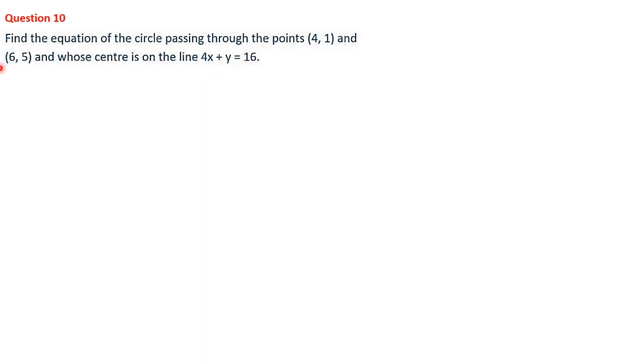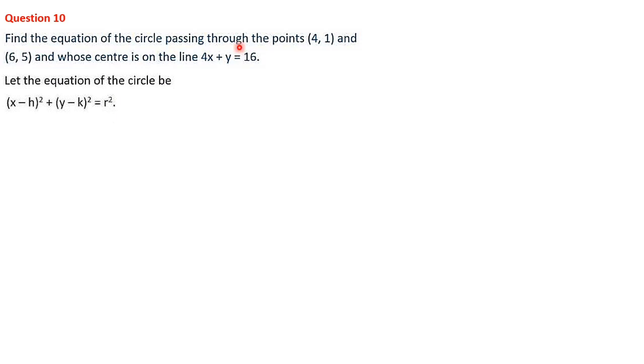There are three conditions because we need to find three variables. One is h comma k, the center. For writing the equation of the circle we need the center (h, k), two variables, and the radius r, which is the third variable. Since there are three variables, we have three conditions. So let's write the equation of the circle: (x - h)^2 + (y - k)^2 = r^2.